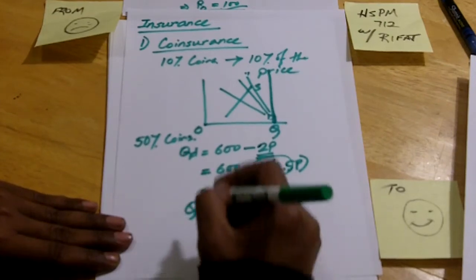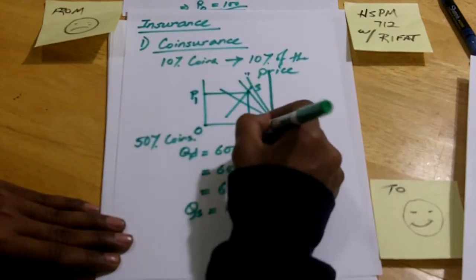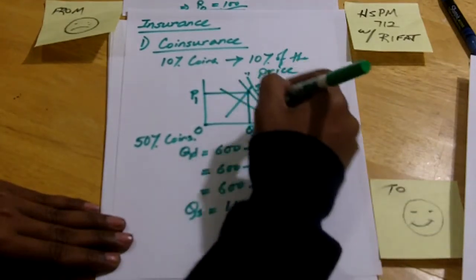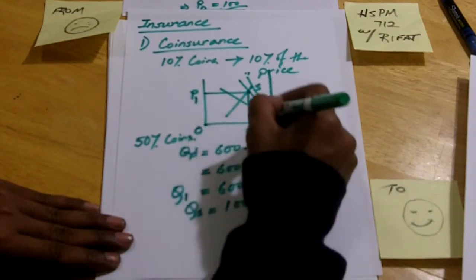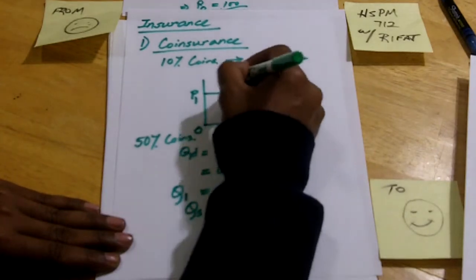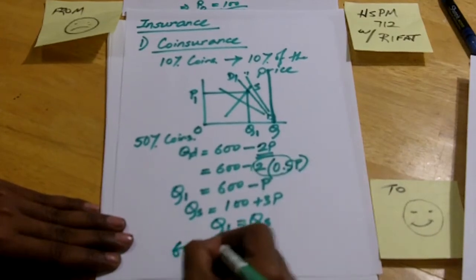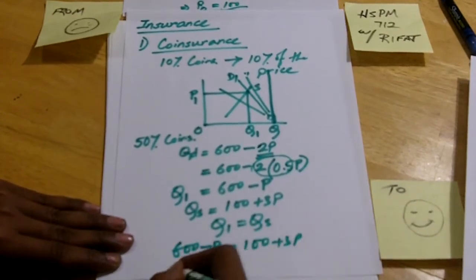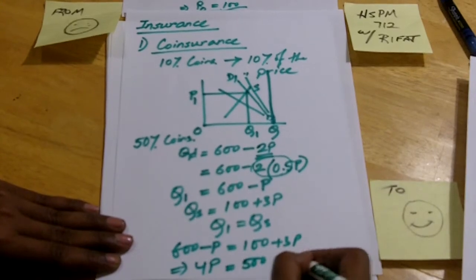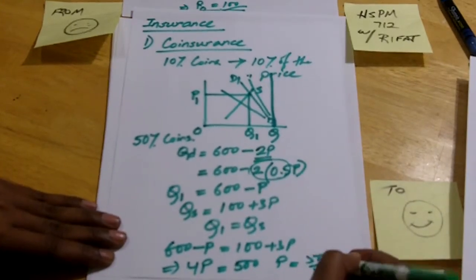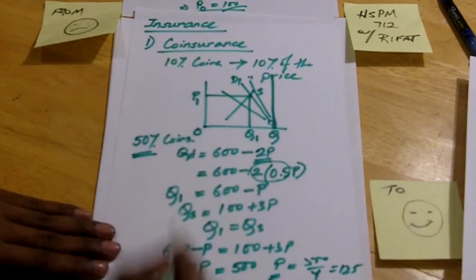Now we have to equate these for the new equilibrium, say this one. So our new equilibrium price and quantity would be here. We now have the equation for the new demand curve, let us say Qd1, and it equals Qs. Then we find that 600 minus P equals 100 plus 3P, and solving gives 4P equals 500. So P equals 500 divided by 4, which is 125. So this will be the price for the 50% co-insurance market.